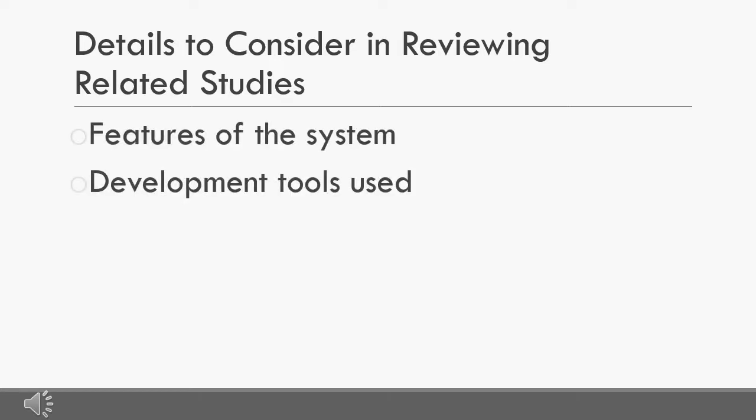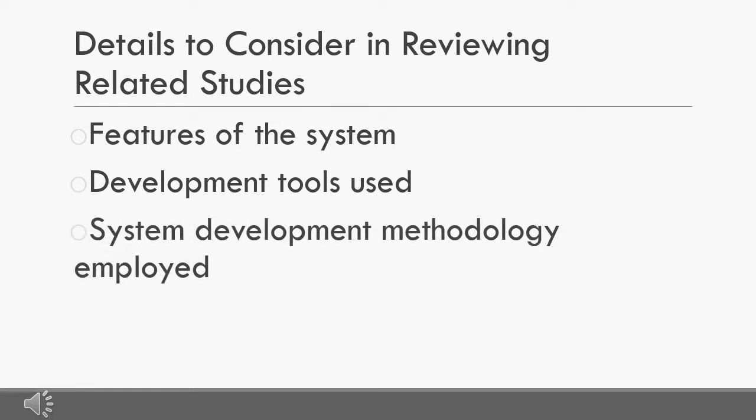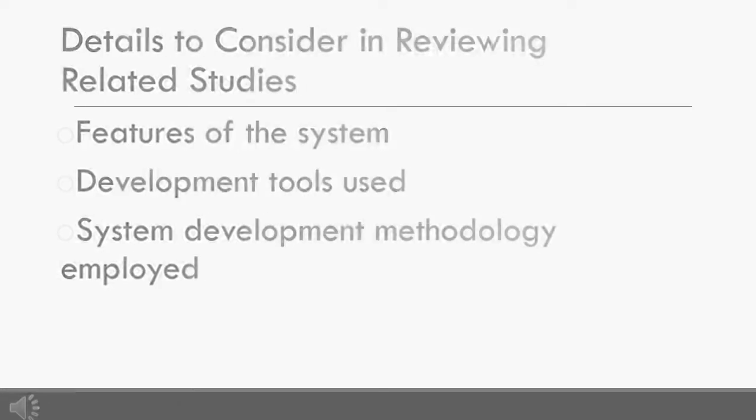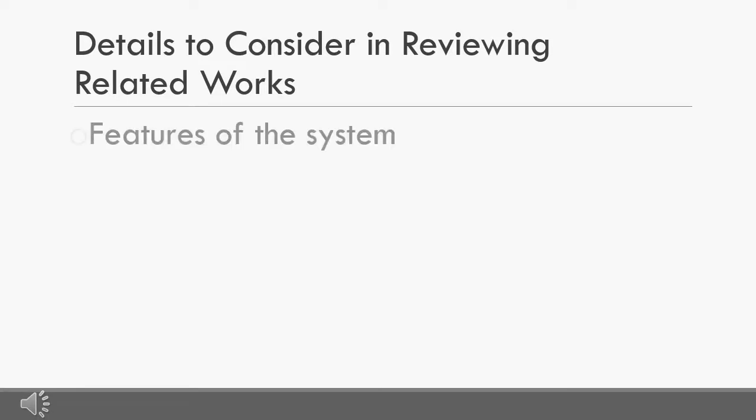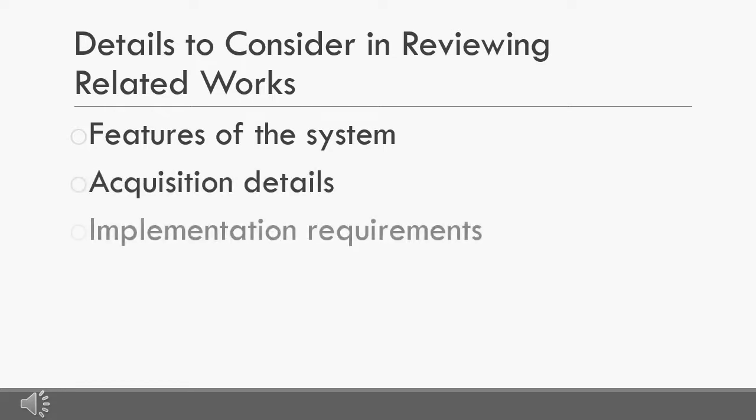In reviewing related studies, these are the essential ones that you need to obtain: features of the system, development tools used, and system development methodology employed. For the related works, the usual information that you may obtain are features of the system, acquisition details, and the implementation requirements. If there are other details which are deemed necessary, you have to take note of them too.